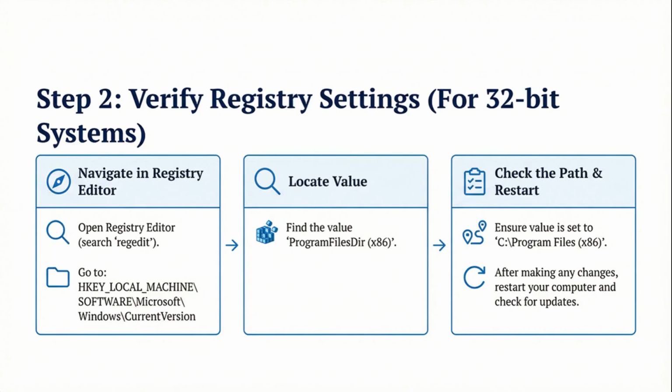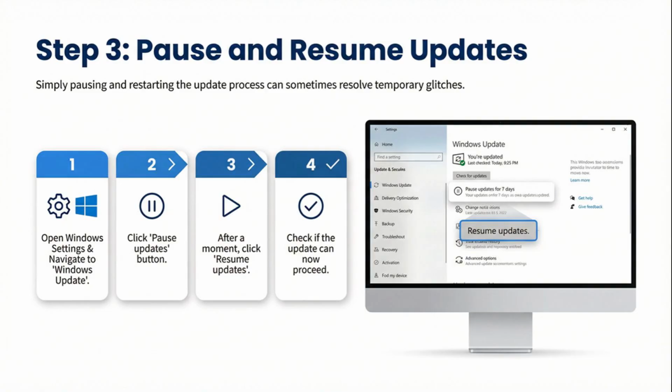Next, we'll verify registry settings for 32-bit systems. Navigate to the registry editor, locate the necessary value, and ensure the path is set correctly to facilitate updates. Sometimes, simply pausing and restarting the update process can resolve temporary glitches. Follow the steps to pause updates, and then resume them to check if the issue is resolved.